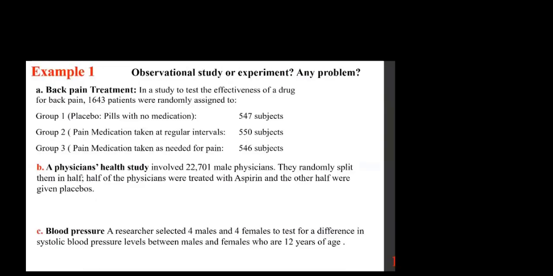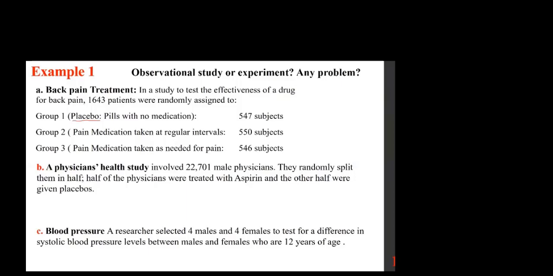Back pain treatment. In a study to test effectiveness of a drug for back pain, 1,643 patients were randomly assigned to Group 1, placebo, pills with no medication, 547 subjects. Group 2, pain medication taken at regular intervals, 550 subjects. Group 3, pain medication taken as needed for pain, 546 subjects. Placebo, normally when we deal with medication, some patients receive no medication. What they are given is called placebo.